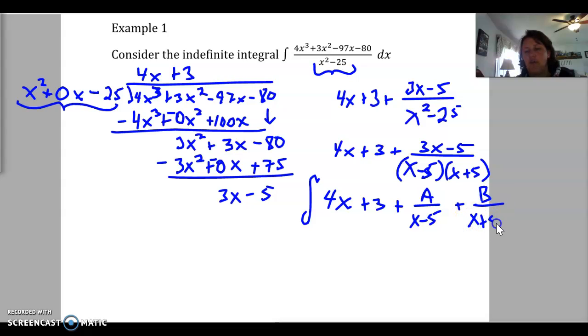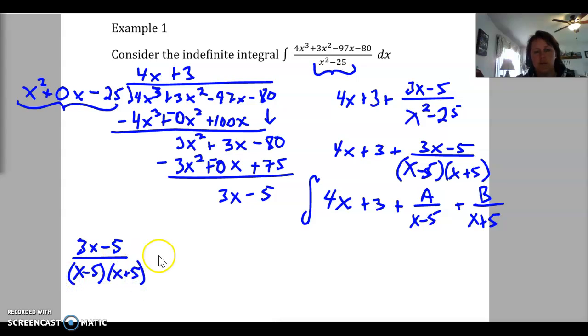Now we need to figure out what A and B are going to be. So we have 3x minus 5 over x minus 5, x plus 5, and that is going to equal A over x minus 5 plus B over x plus 5. So with partial fractions, we want to be able to split that fraction into two separate parts. So go ahead and multiply both sides by the denominator of the left-hand side.